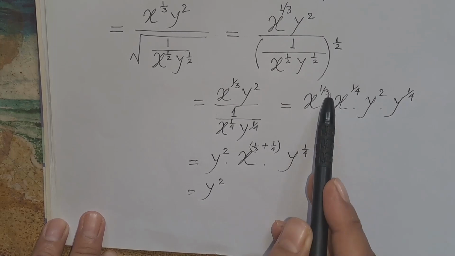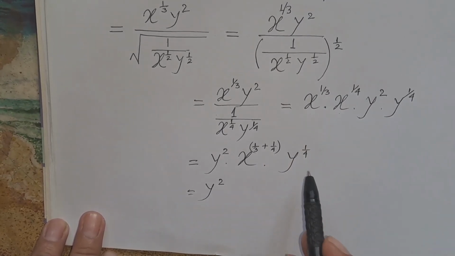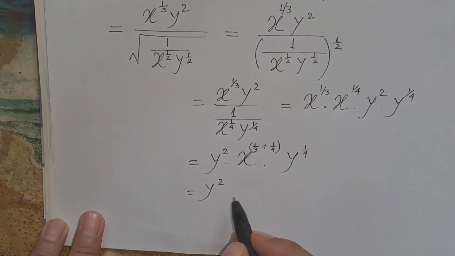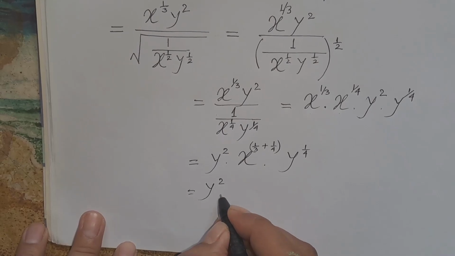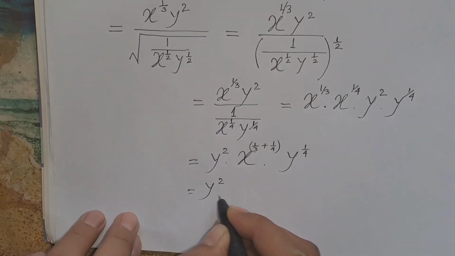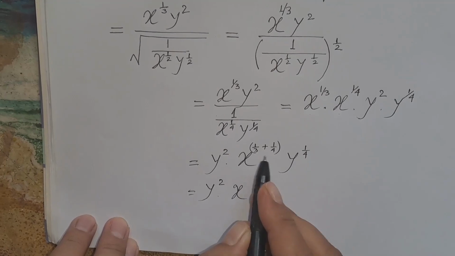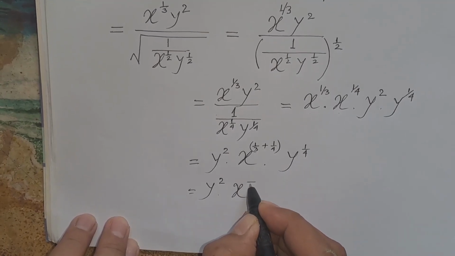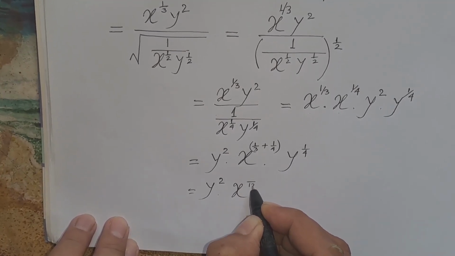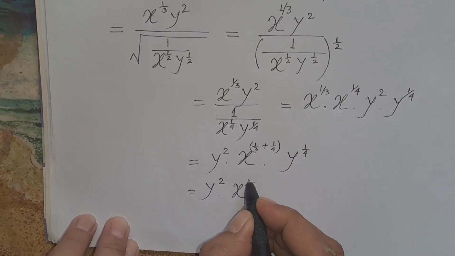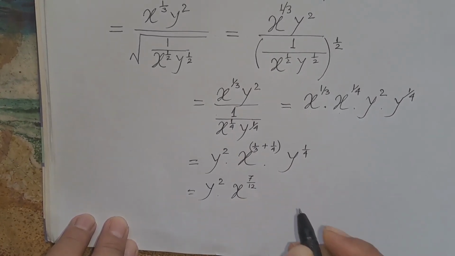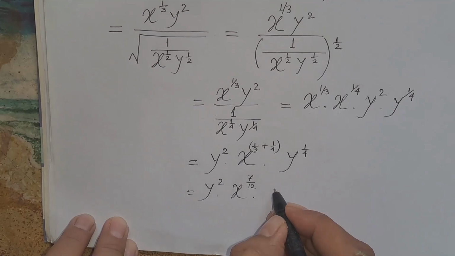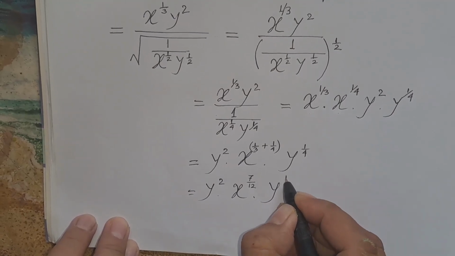y square and x to the power 1 by 3 plus 1 by 4. I will add these powers as the addition of fractions. So it would become x to the power, the LCM would be 12. So the new power will have 12 as a denominator, and 4 plus 3 would be 7. So x to the power 7 by 12.